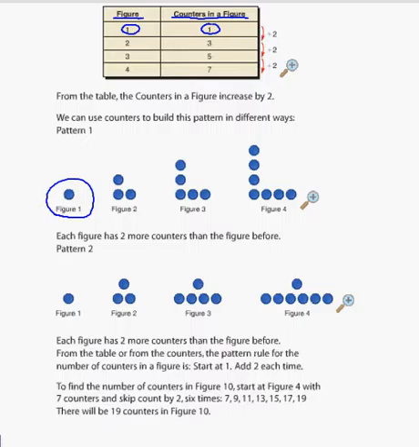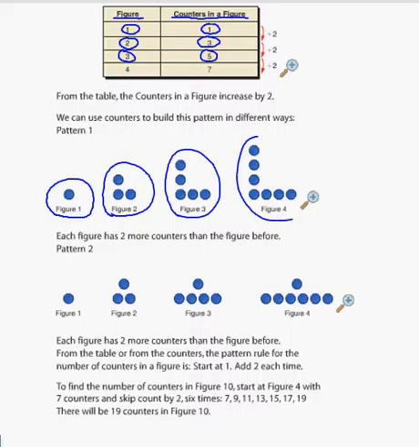Alright, let's look at figure 2 down in the diagram. So figure 2 has got 3 counters. So in our chart, we have written down figure 2 and 3 counters. And then it continues. Figure 3 has got 5 counters. So you put that in your chart. And then figure 4. Figure 4 has got 7 counters. So you write that down in your chart.